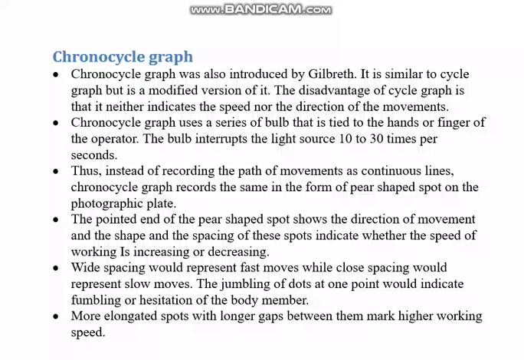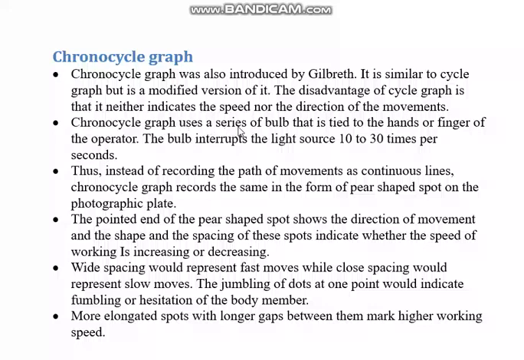Gilbreth was the person who proposed the chronocycle graph. This is similar to the cycle graph, but it is a modified version of it, because the cycle graph had disadvantages: we didn't know the direction of motion and the speed. Those were the disadvantages in that one, but now in this we can overcome them.